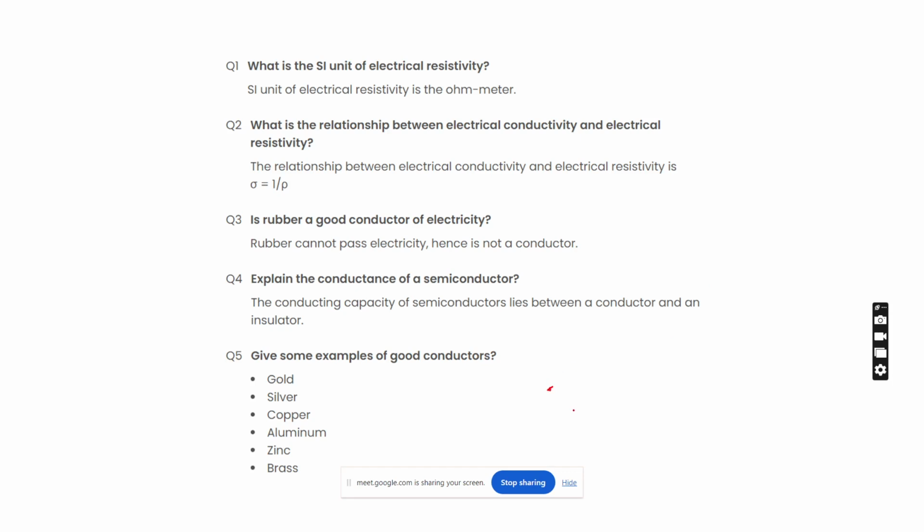Is rubber a good conductor of electricity? Rubber cannot pass electricity, it is an insulator. And explain the conductance of a semiconductor. The conducting capacity of a semiconductor lies between a conductor and an insulator. Give an example of a good conductor: that will be all kinds of metals.